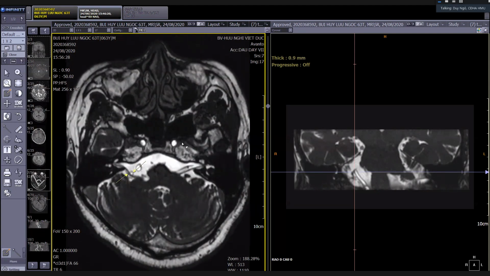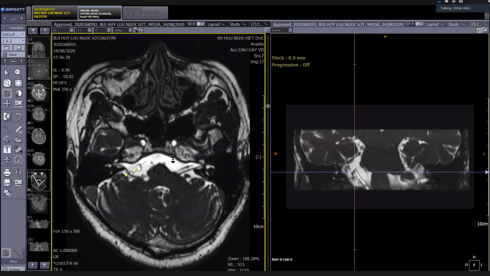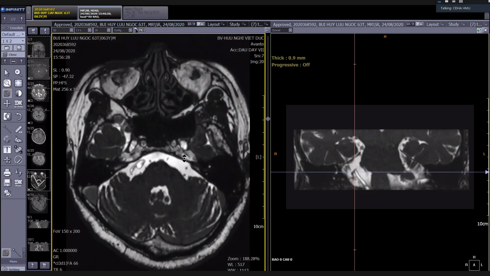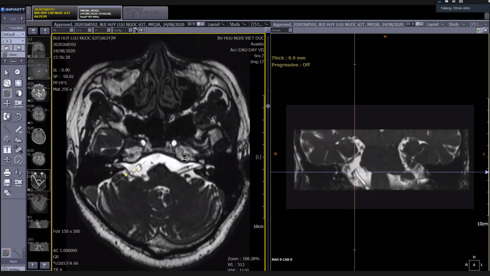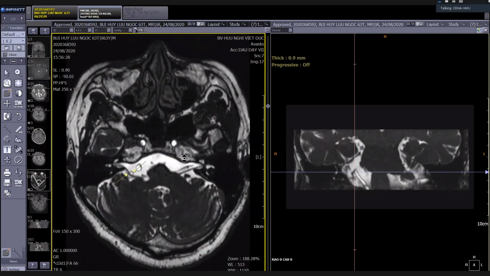Okay, it's clear. In this way, it's the stretching of the cranial nerve. We can see the grooving as well, the grooving, the bending, and the stretching. In this case, all three abnormalities are present, right? This case is quite clear. So what's the second case, please?